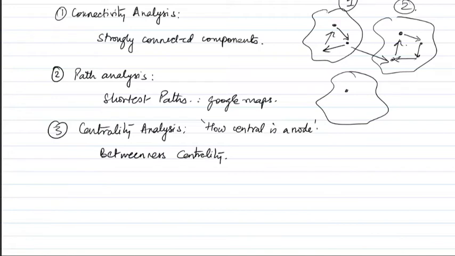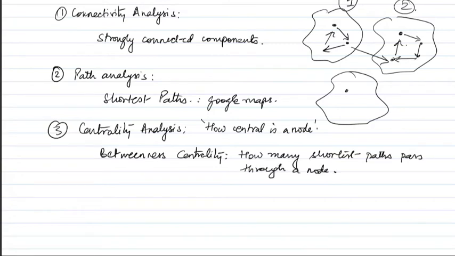Let's say in a road network, right? You find the shortest path from every source to every destination. Now, what you want to know is which node has the maximum number of shortest paths going through it, right? Or well, how many shortest paths pass through a node, right? So now what do you expect?